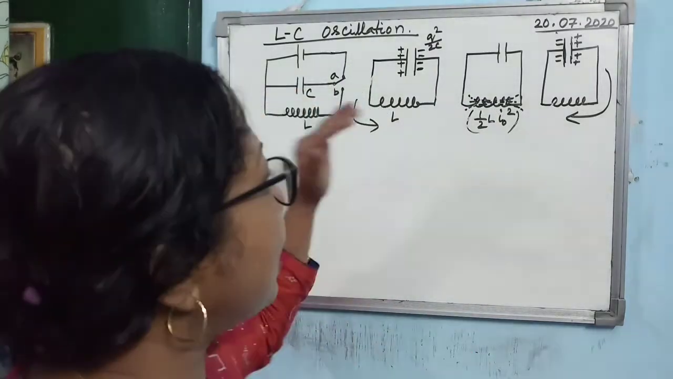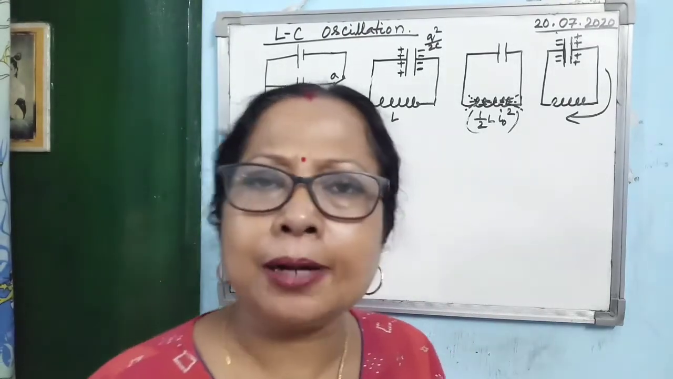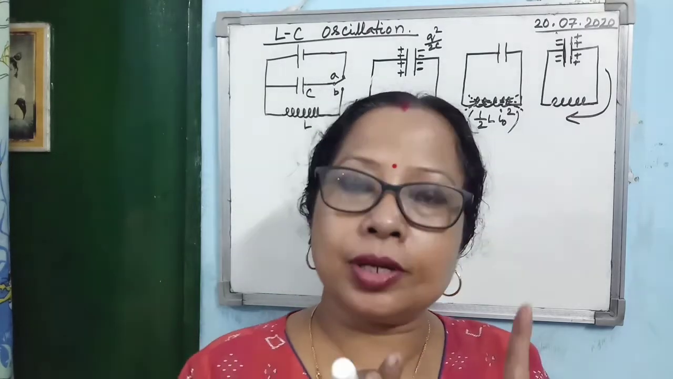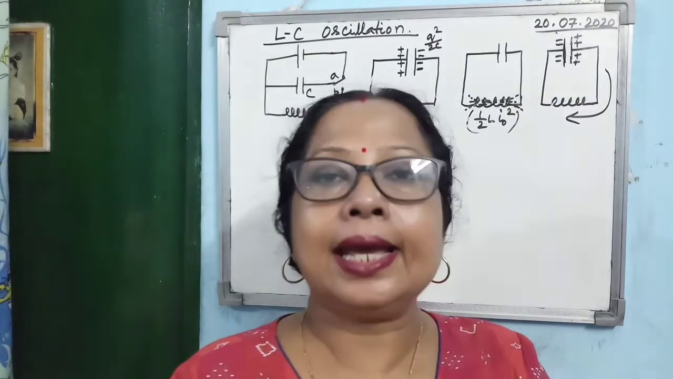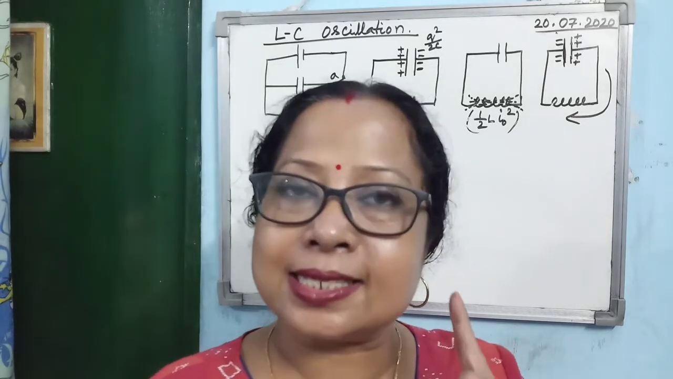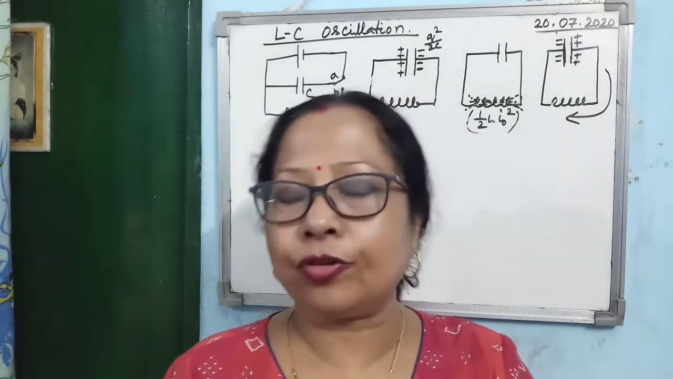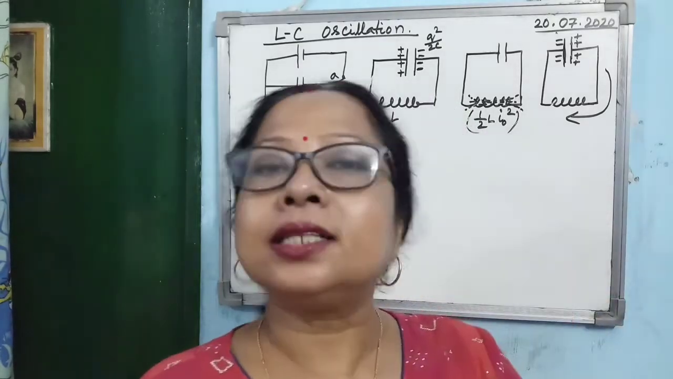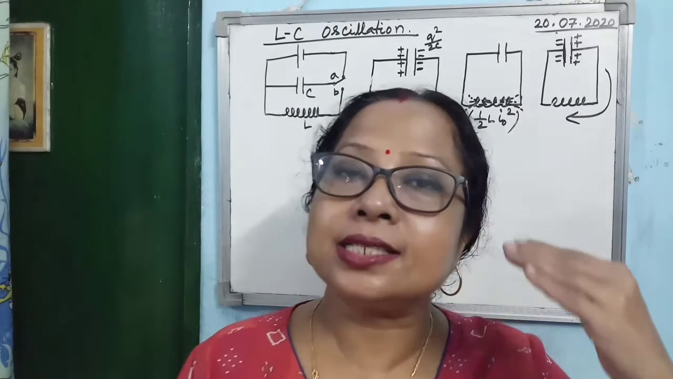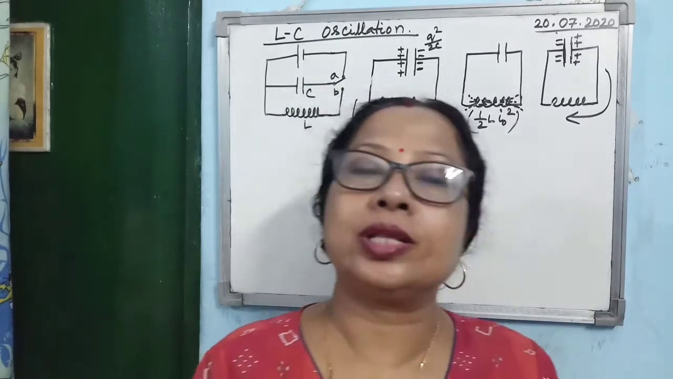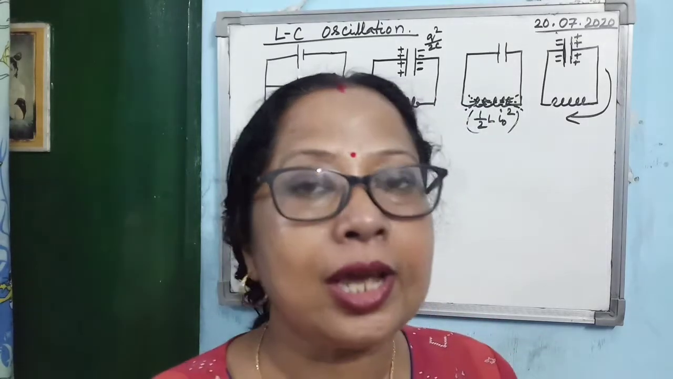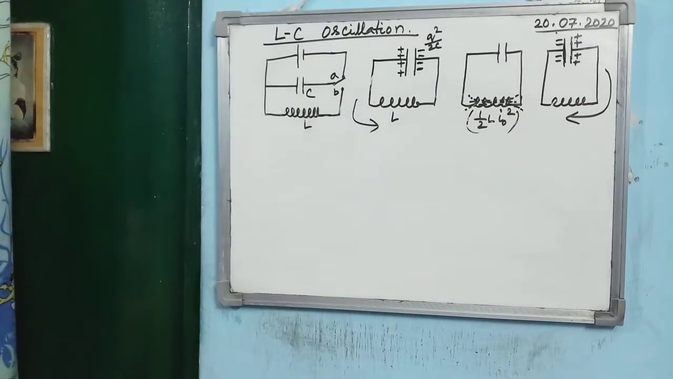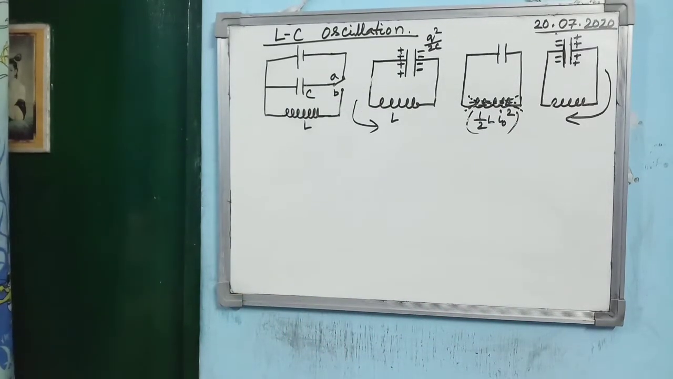Alright. So regarding the LC circuit, what are the points you have to remember? When the capacitor is fully charged, what is the energy? Half Q square by 2C. In which form does the energy exist within the capacitor? In the form of electrical energy, in the form of electric field within the plates. Then when the inductor gets the energy, how does the energy exist within the inductor? Energy exists within the inductor in the form of magnetic energy, in the form of magnetic field. Alright, so that's all about the LC circuit or LC oscillation.